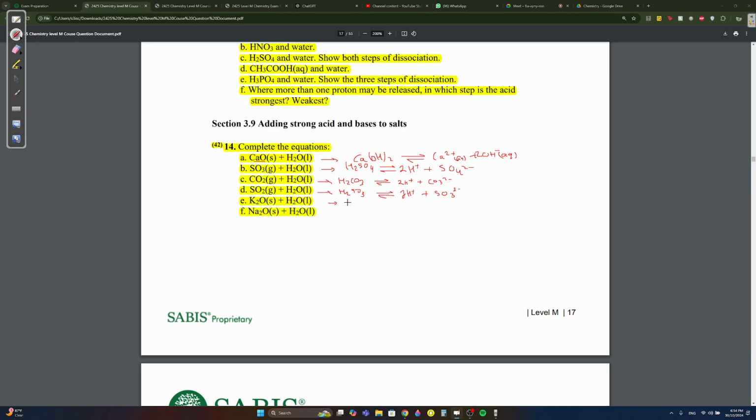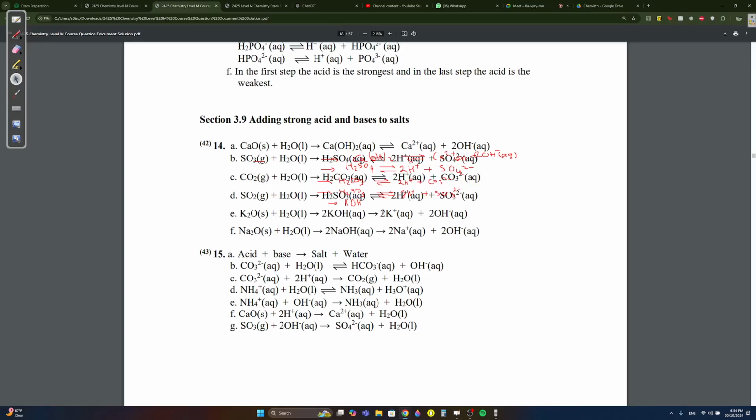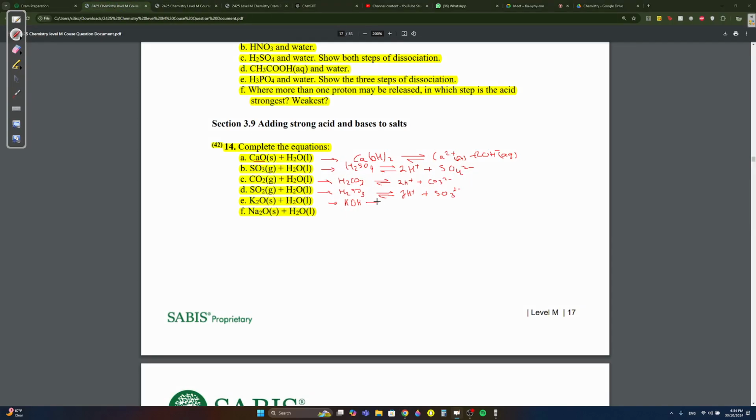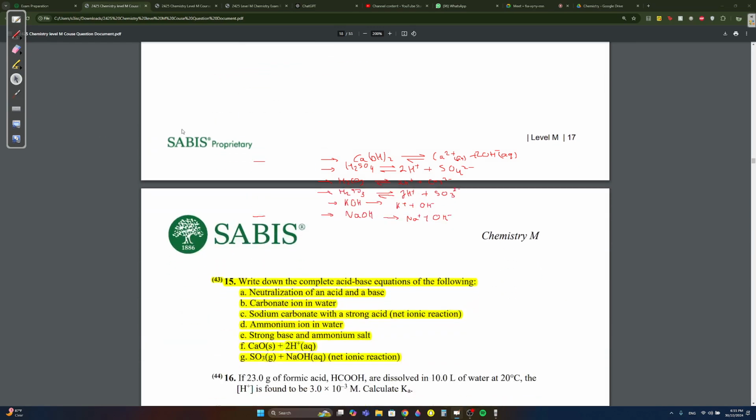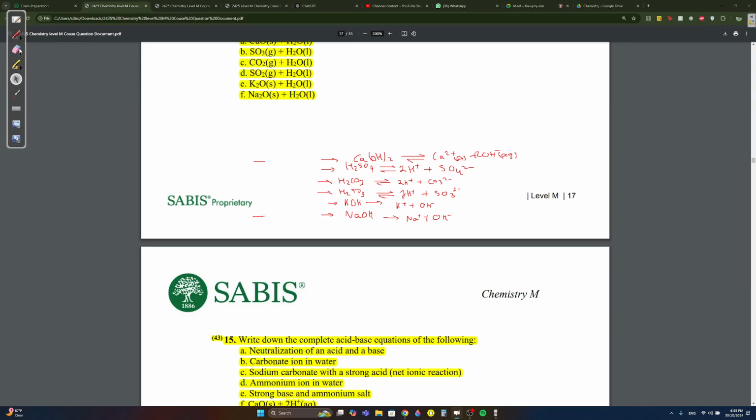K2O plus H2O, you're going to get KOH, right? This is a basic oxide. You're going to get KOH. And then dissociate it, this should be strong. It's strong, right? So it'll be a single arrow. Yeah, it's a single arrow. So it's going to be K+ and OH-. Na2O plus H2O, again, it's a basic oxide, so it's going to become a base, NaOH. It's strong, it will become Na+ and OH-. All of them aqueous, but I don't want to write them for you because I'm lazy.